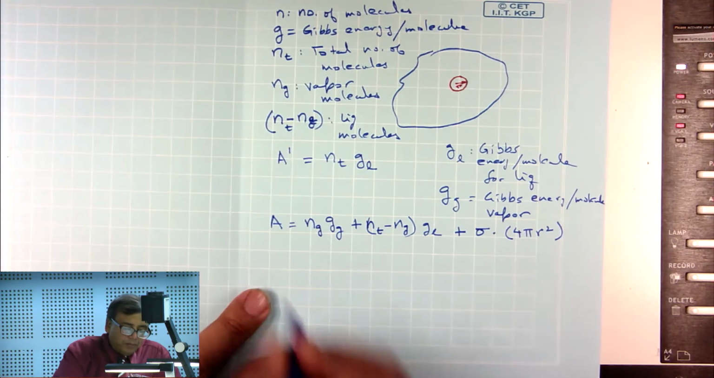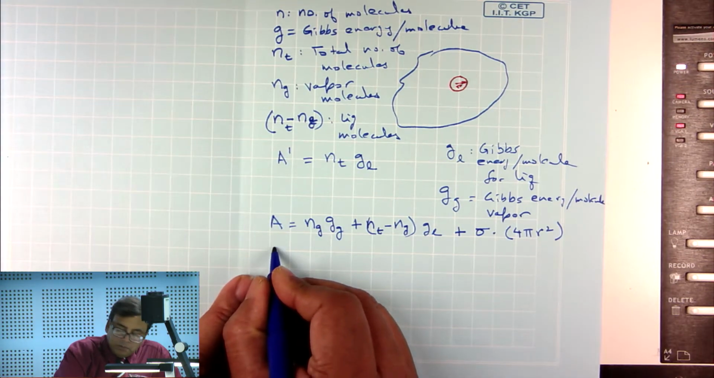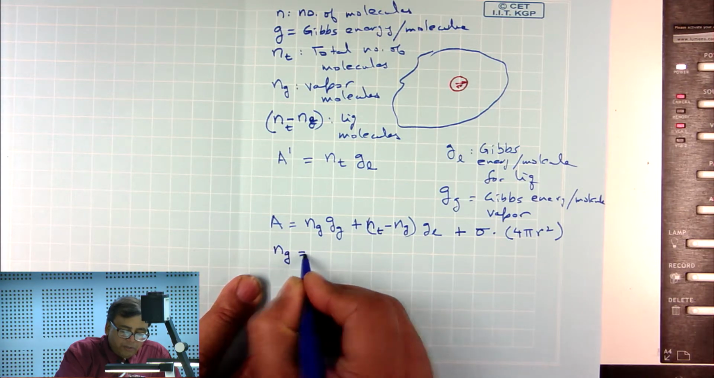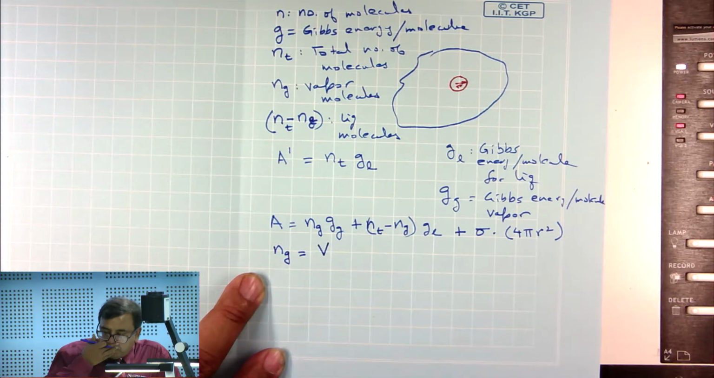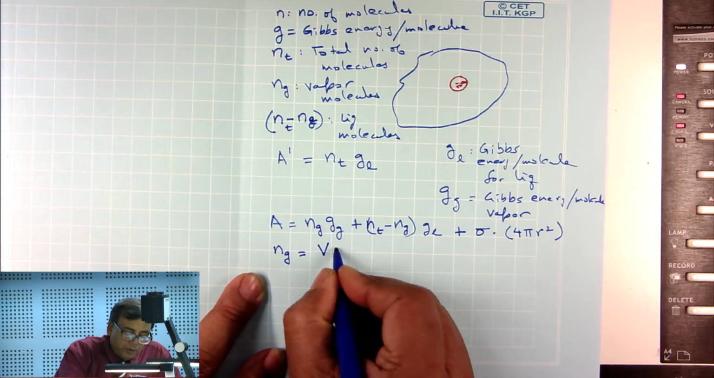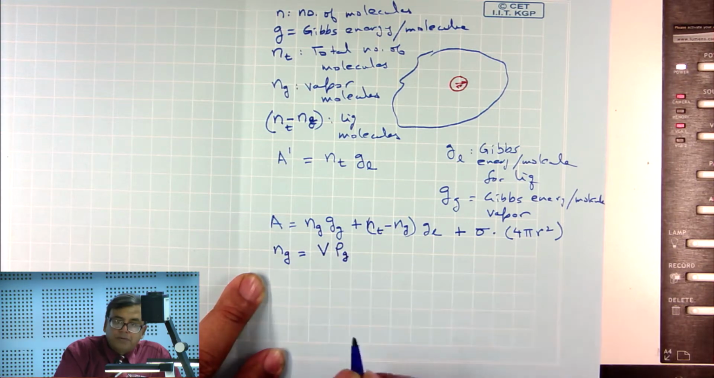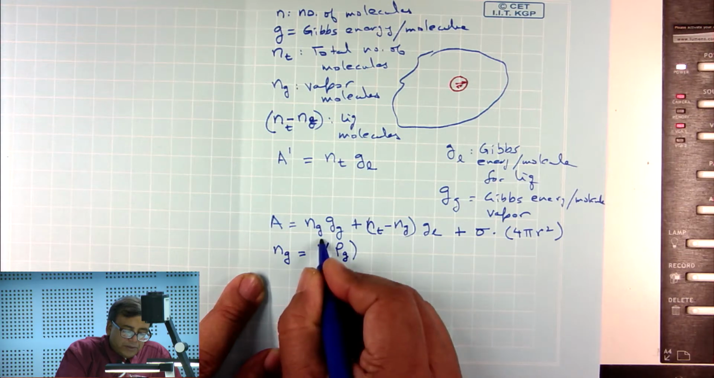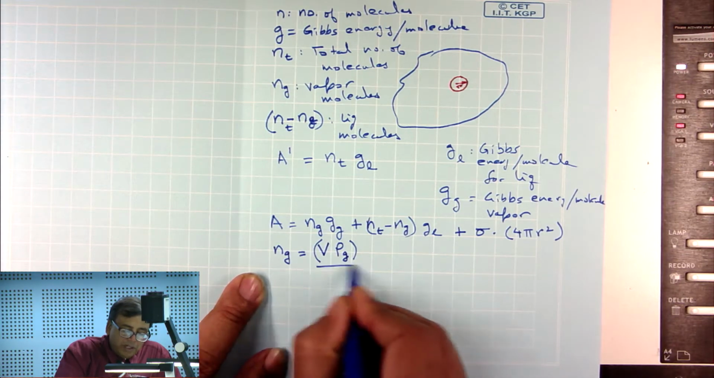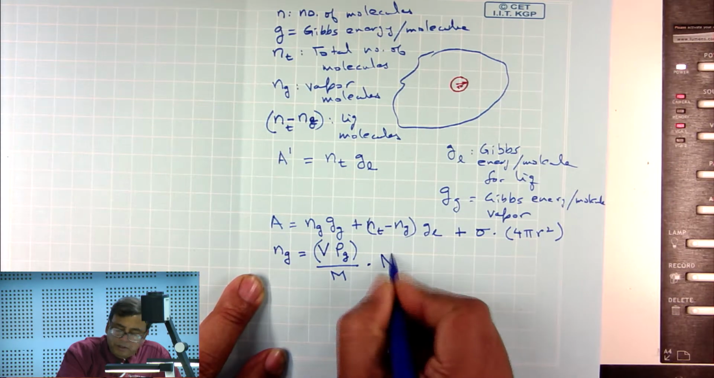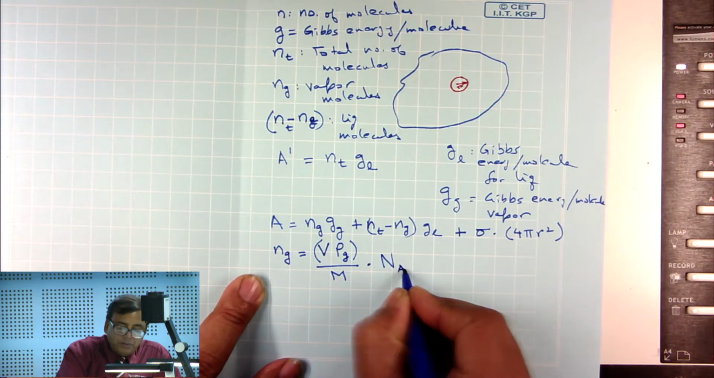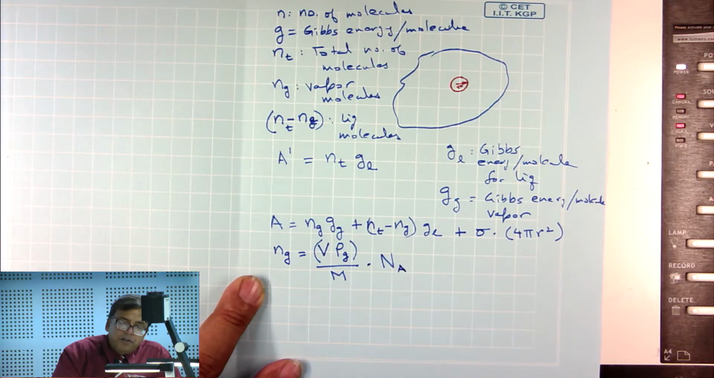Right. And if I use the gas law, then my Ng will be equal to the volume of the bubble times the density of the gas, that is the total mass of that bubble, divided by the molecular weight, that gives me the number of moles, and that times the Avogadro number Na gives me the total number of molecules in that gas bubble. Does that make sense?